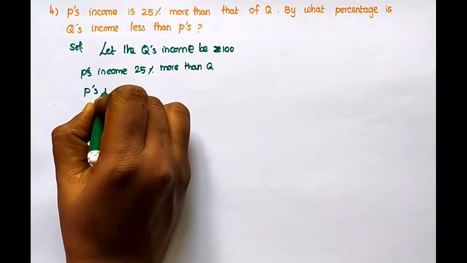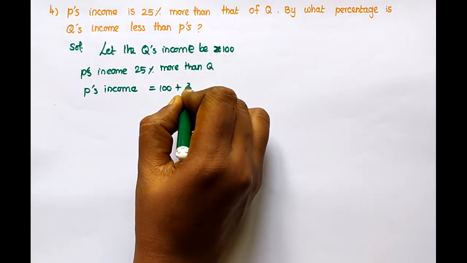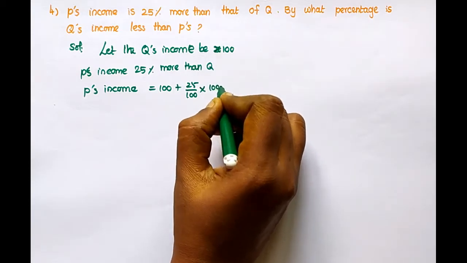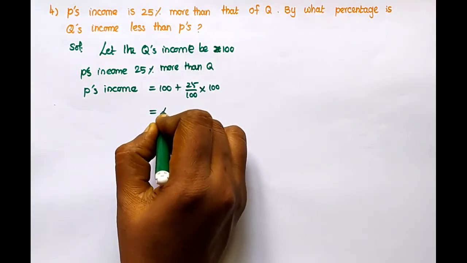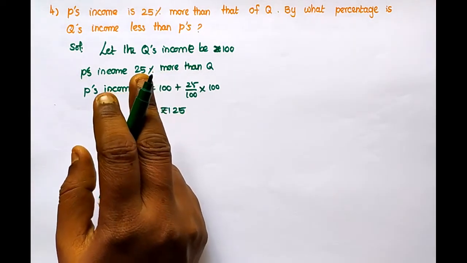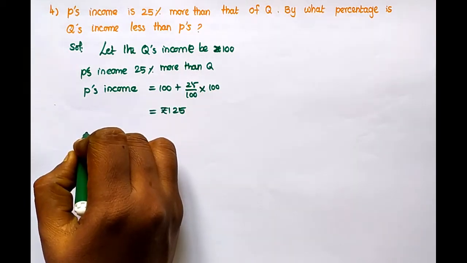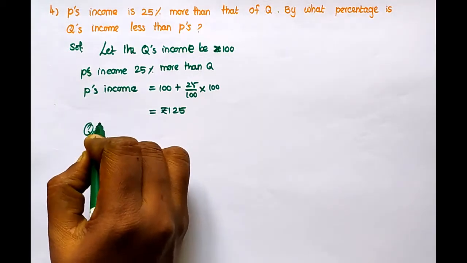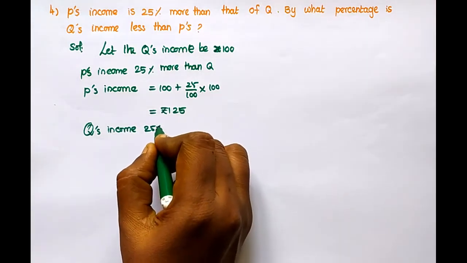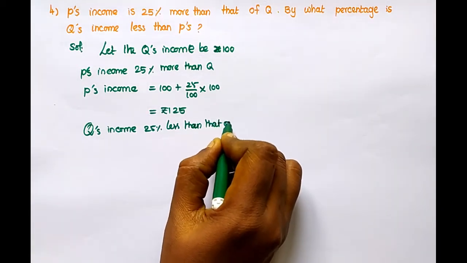So P's income is equal to 100 plus 25 percentage, that is 25 by 100 into 100. Now rupees 125. Now what is given? Q is 25 percent less than that of P. So Q's income is less than that of P.